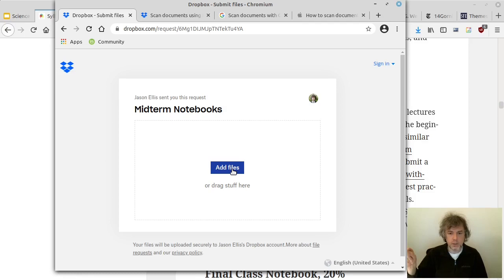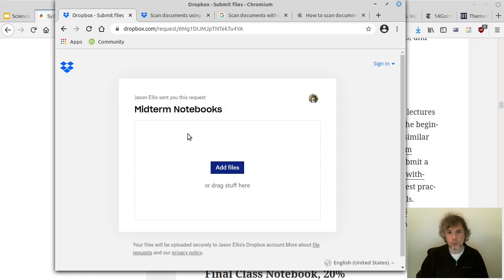Find it in whatever folder it's in, select it, and then it'll upload to Dropbox. Or if you're on your computer, you can simply drag that PDF to this little area of the window, drop it, and it'll begin uploading. All it'll ask for is your name and your email address, and then it'll save your file for you.